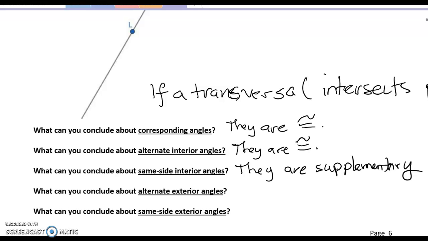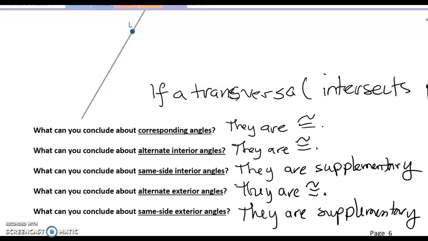What about the alternate exterior angles? If you have a transversal that intersects parallel lines, the alternate exterior angles are congruent. And finally, the same side exterior angles. If you have a transversal that intersects parallel lines, the same side exterior angles are supplementary.